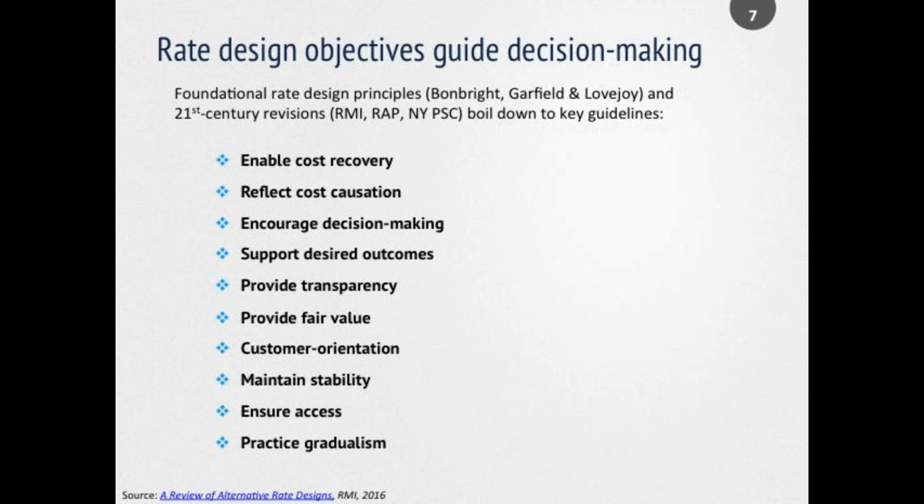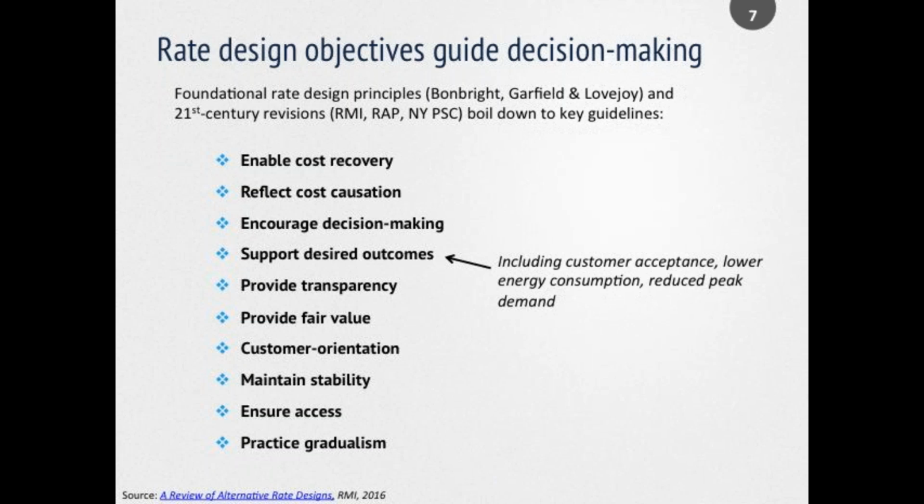And this boils down to these key guidelines, starting with enabling cost recovery, which is at the basis of any rate design, but also including cost causation, encouraging customer decision-making and economic efficiency, supporting desired outcomes, which I'll talk about more in a second, providing transparency around the costs and the reasons why prices are what they are, providing fair value both for services to the grid and services from the grid, a customer orientation around simplicity, maintaining stability in bills and rates, ensuring access to the electricity system for all customers, including low-income customers, and gradualism, so not changing too much too quickly.